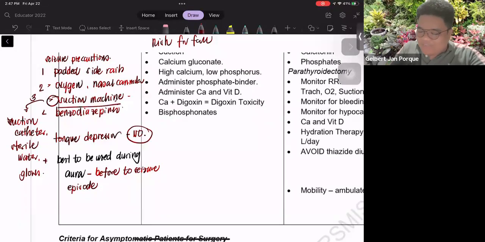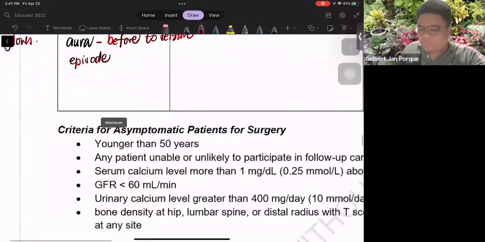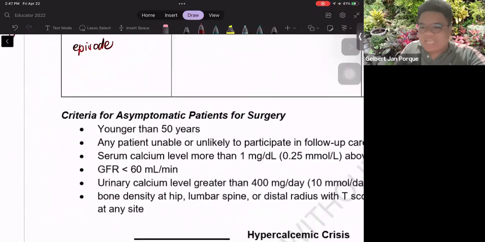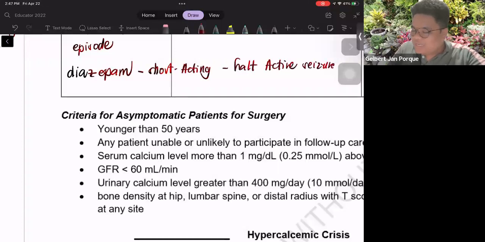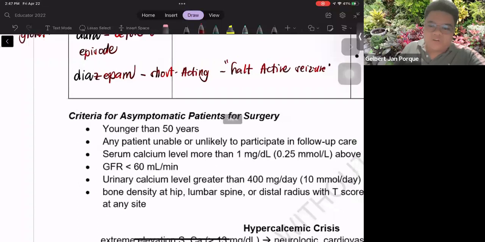Then class, you have your benzodiazepines. Students, give me an example of a benzodiazepine. Take diazepam. Class, you would have your diazepam. Diazepam is a benzodiazepine and it's considered to be a short-acting benzodiazepine. Its purpose is to halt the active seizure, and hence improve the blood flow going towards your brain.